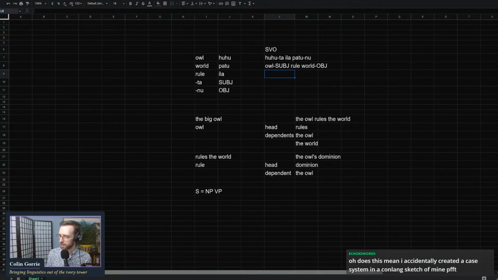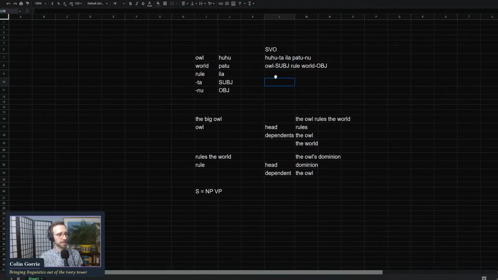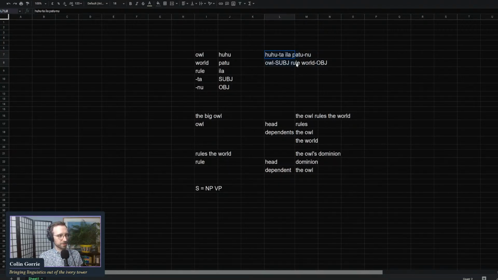All right. So, case. We are now entering the domain of case because we are distinguishing the subject from the object. And notice if, say we didn't have a fixed word order language, say we had a free word order language, then we could say something like hoo-hoo-ta patu-nu ila. And this would be owl subject, world object, rule. And crucially, the state of affairs in the world that this describes would be the same. The owl rules the world, because the relationship of the owl and the world to the situation of ruling is expressed with these little markers on the nouns. Okay. All right. So far so good.